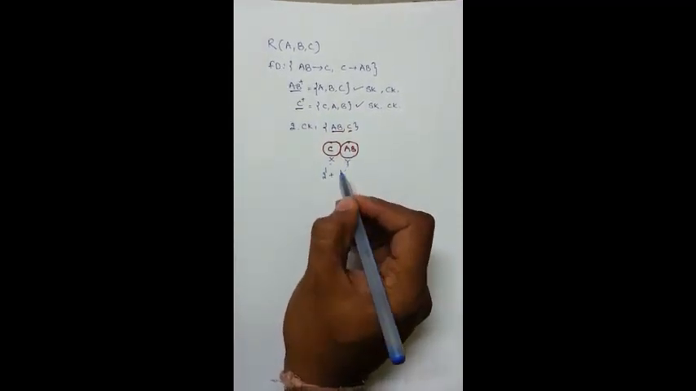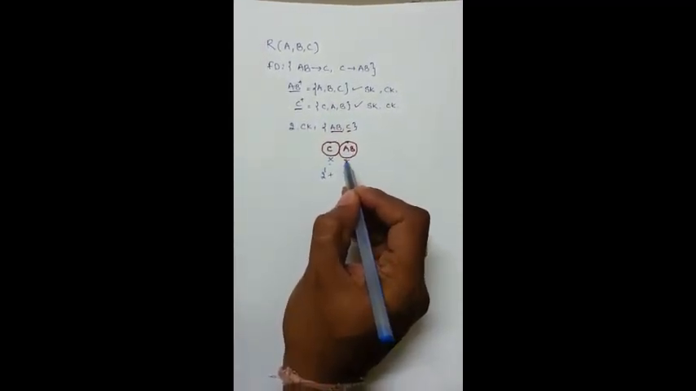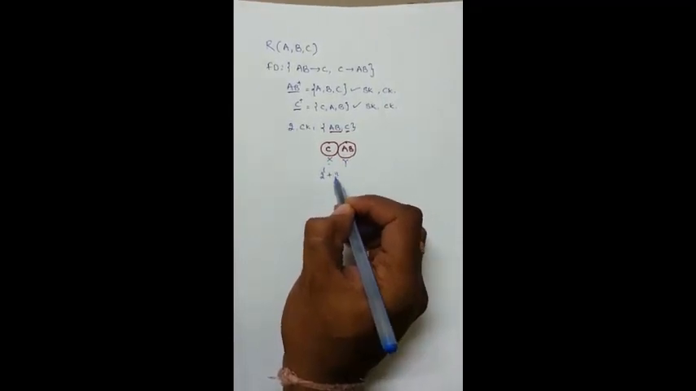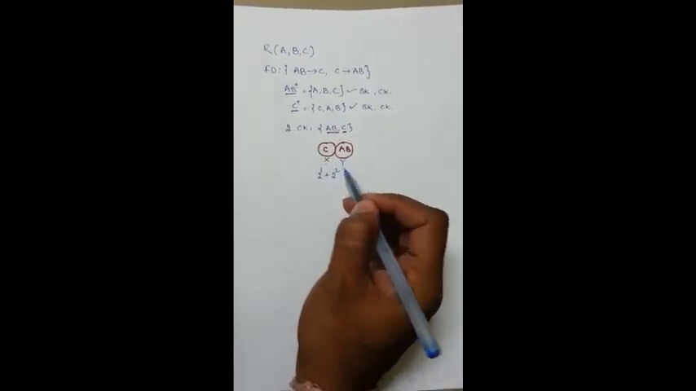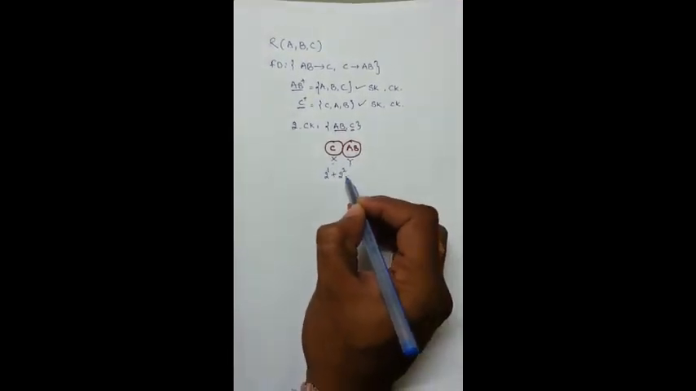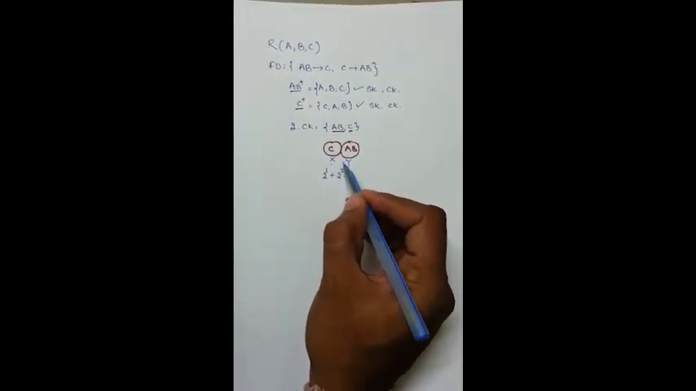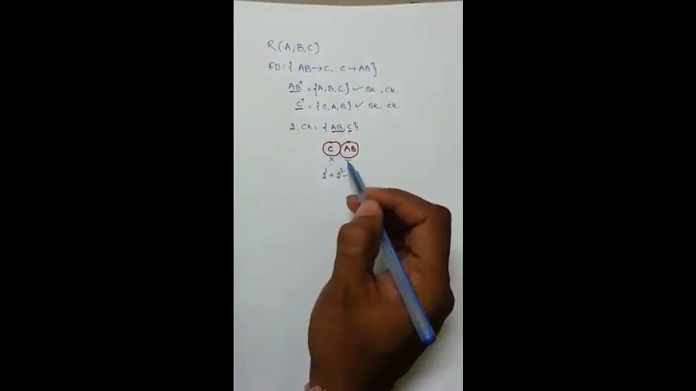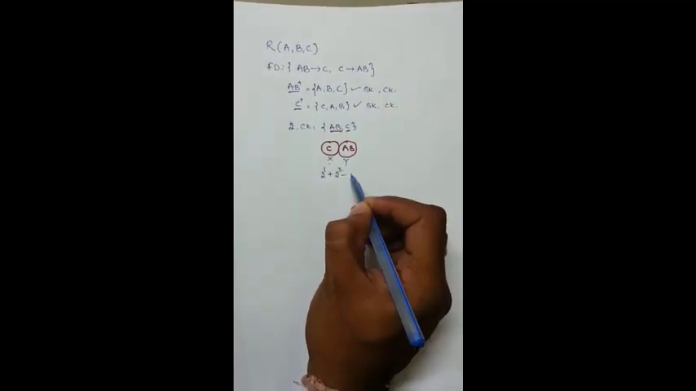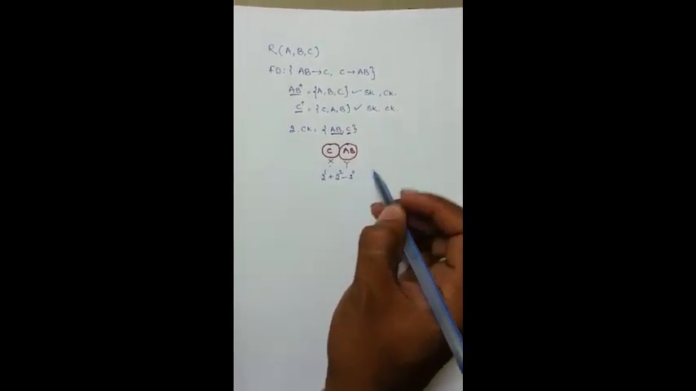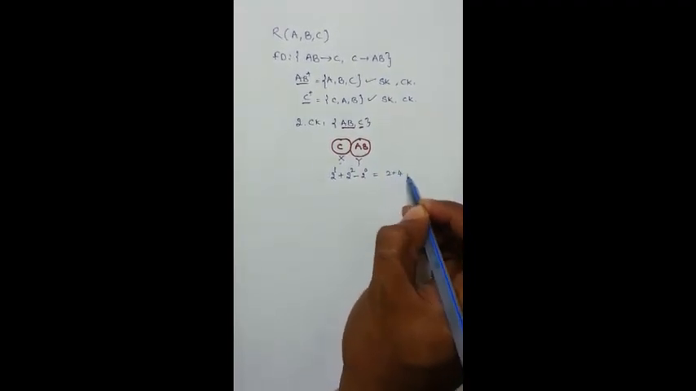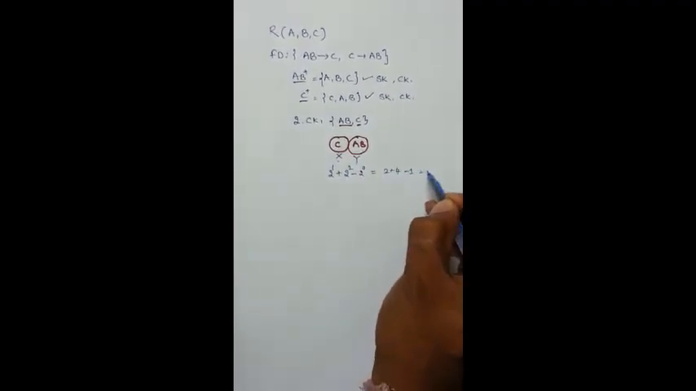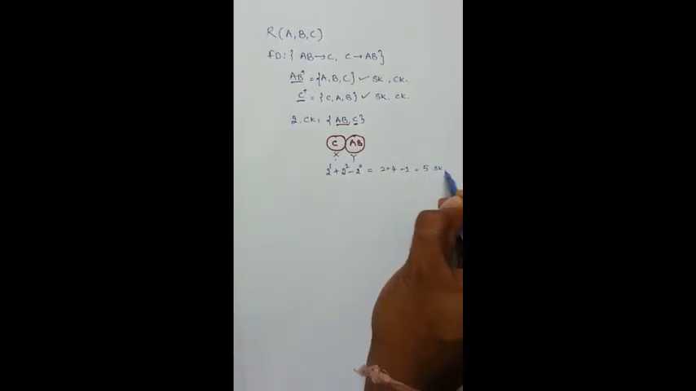With AB, two attributes, we can find totally 2 power 2 possibilities. That is A, B, AB and phi. Totally 4 possibilities. Minus X intersection Y. The common attributes of X and Y is empty, so the number of attributes is 0. So the common number of possibilities is 2 power 0. That is, the total number of possibilities is 2 plus 4 minus 1, which equals 5 super keys.